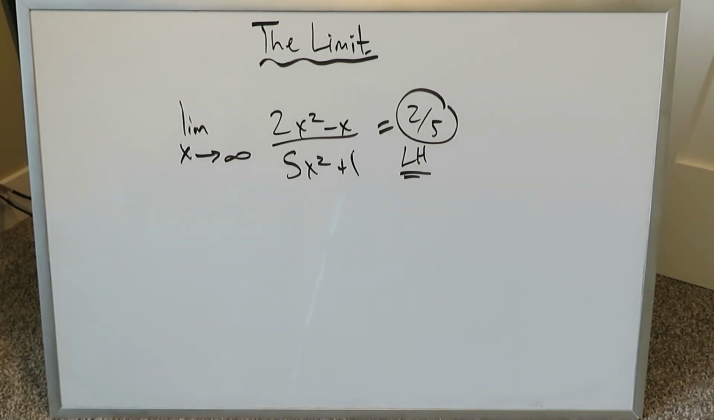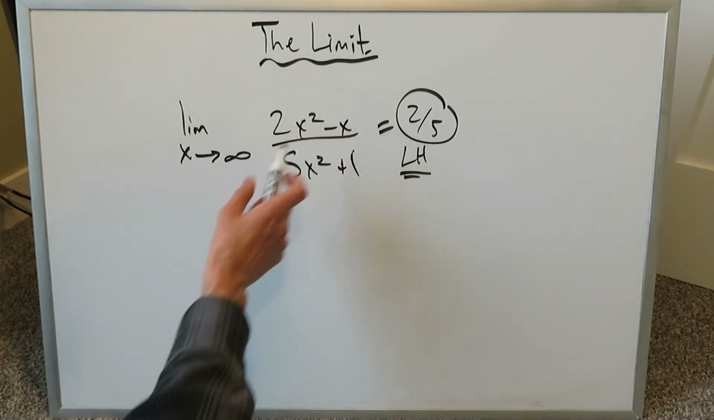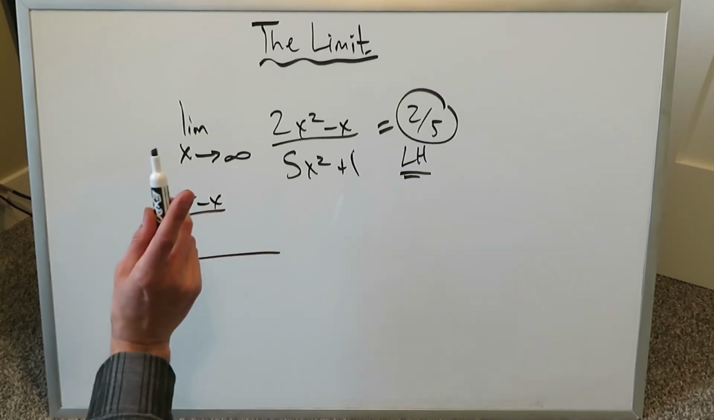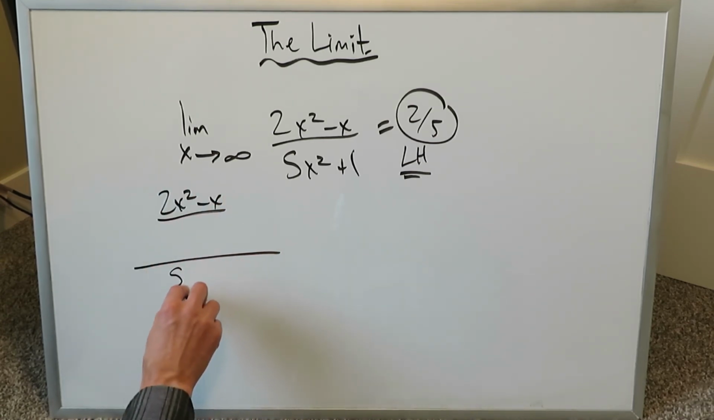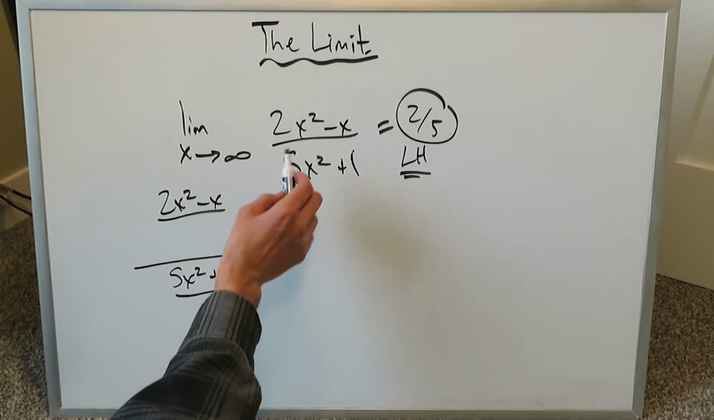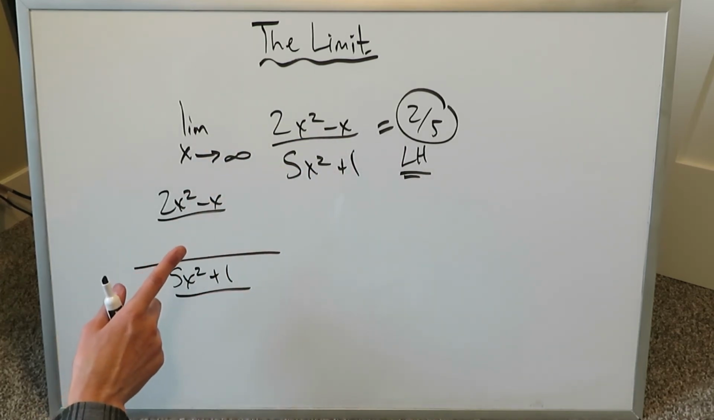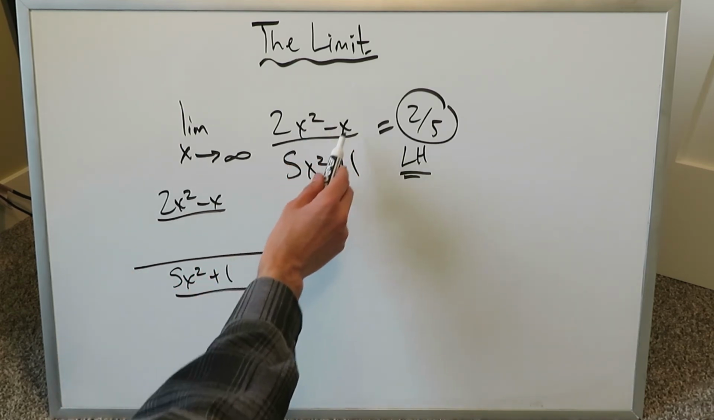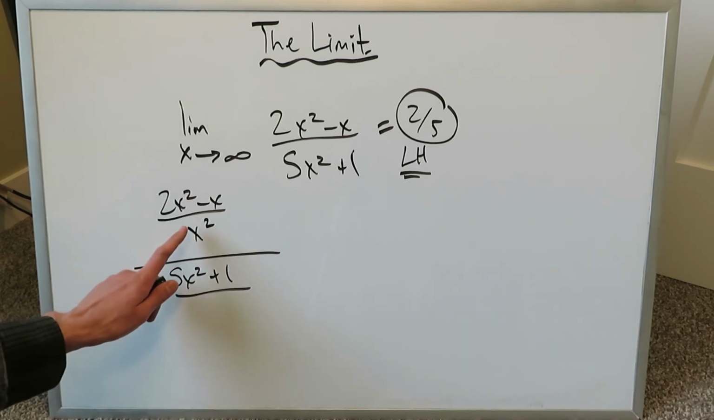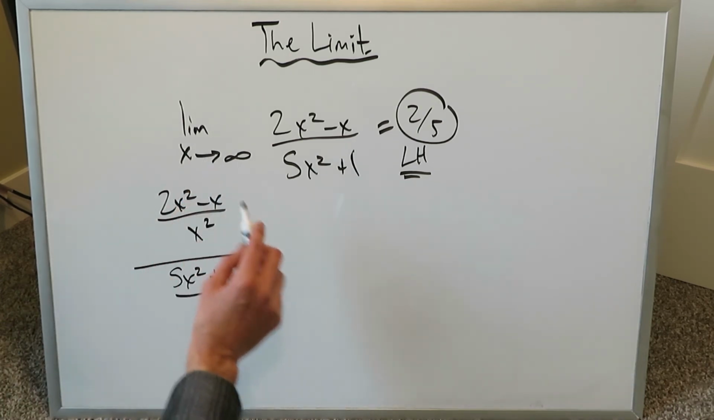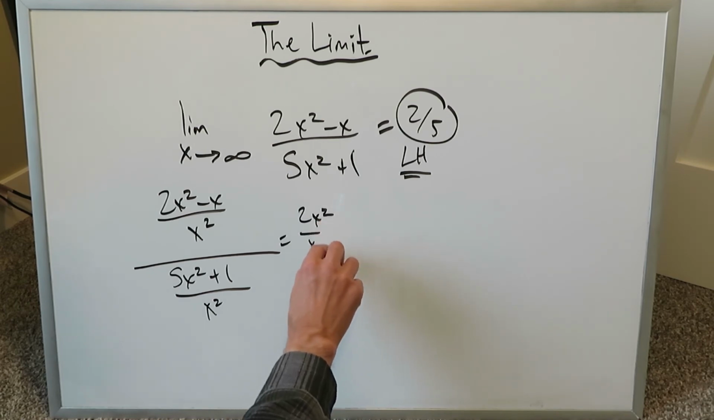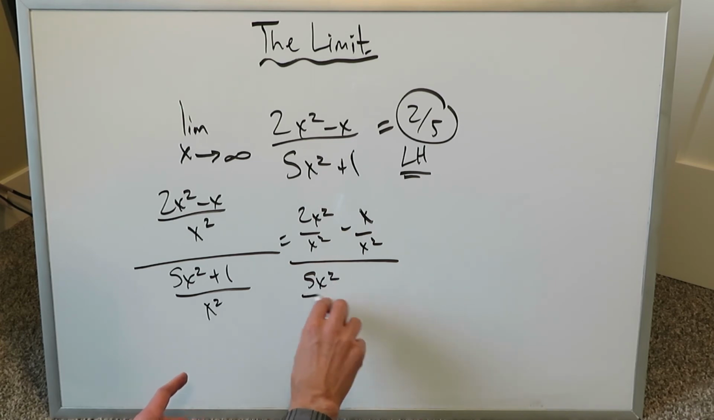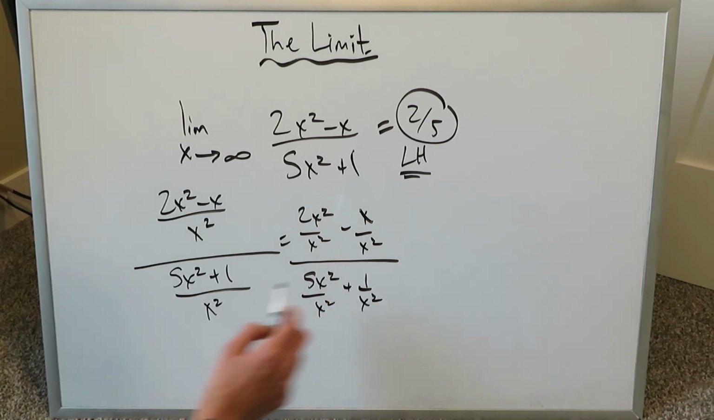It is this. When you have a rational function with these type of polynomials in the numerator and denominator, divide each of those by the highest order exponent variable that you see. I'm just writing it out in this form. I'm dividing the numerator with the highest order variable exponent and the denominator by the same highest order variable exponent. I have an x squared and an x. The highest order variable in terms of exponent is an x squared. Divide both and simplify. You'll have 2x squared over x squared minus x over x squared, all over 5x squared over x squared plus 1 over x squared.